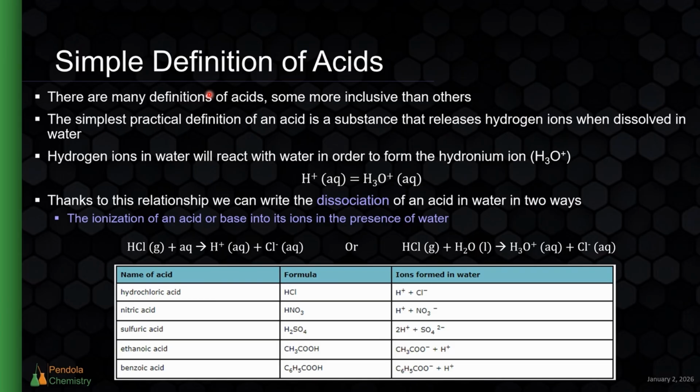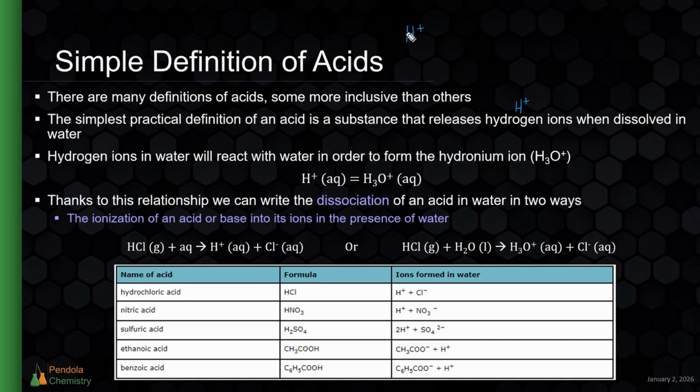The simplest practical definition of an acid, the one that we have been working with since honors chemistry, is a substance that releases hydrogen ions when dissolved in water. Meaning that anytime you dissolve an acid in water, you'll get H+, a hydrogen ion. All right. Hydrogen ions will always react with water to create hydronium ions. Whenever we have H+ in water, H+ is the hydrogen ion, which is essentially just a proton.